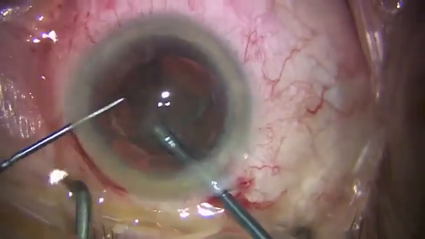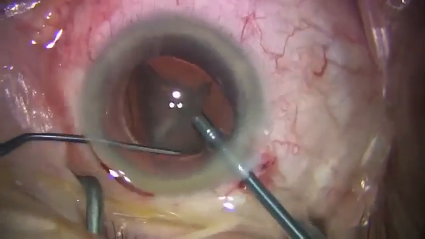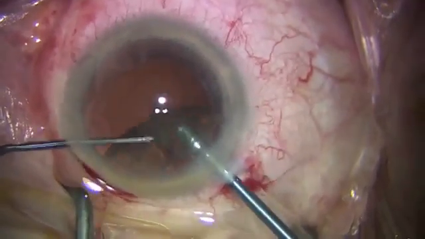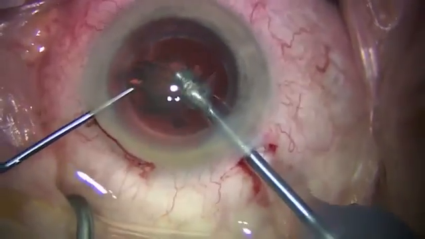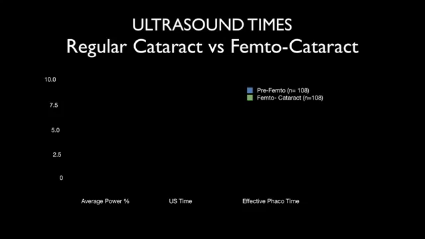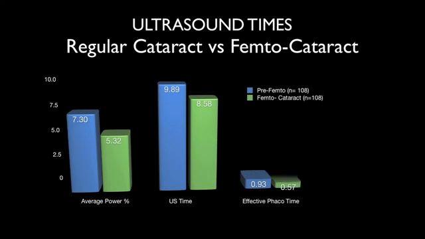How does the use of femtosecond laser surgery influence ultrasound times? To evaluate this, we compared ultrasound times of our first 108 laser cataract cases to 108 cases of conventional cataract surgery performed immediately prior to introduction of laser cataract surgery at our institution. This graph illustrates the differences in average power, ultrasound time, and effective phacoemulsification times of conventional cataract surgery to femtosecond laser cataract surgery. All parameters were statistically significantly lower with laser cataract surgery.